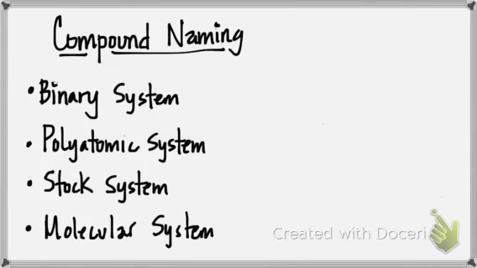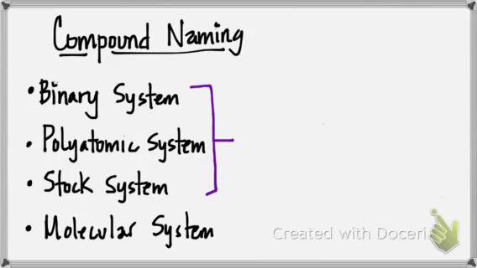I've had some students ask me to create a compound naming video, and so here we go. It's going to be dealing with the basics of general compound naming. We're going to deal with the binary, polyatomic, and stock system, and then molecular system. Now, I have a very detailed video on stock system that is fairly helpful. So we're not going to spend a lot of time on stock, but we are going to spend the bulk of the time on binary, polyatomic, and molecular.